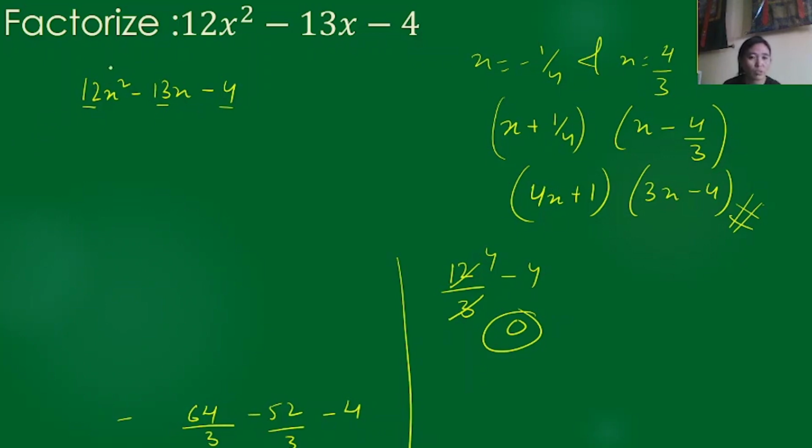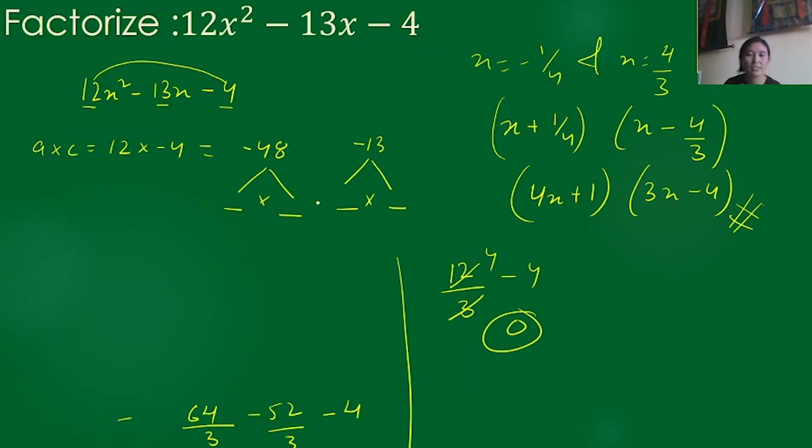So what you have to do is multiply a and c. A into c, you will get 12 into minus 4, which is minus 48. Now you need to find two numbers whose product is minus 48 and whose sum is minus 13.